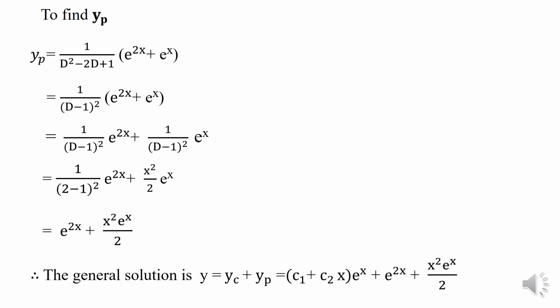So yp is equal to 1 by (2 minus 1) whole square e power 2x plus x square by 2 e power x, that is e power 2x, because (2 minus 1) whole square is 1 square, that is 1. So the first term is e power 2x and the second term is x square e power x by 2. Therefore the general solution is given by y equal to yc plus yp, that is (c1 plus c2x) e power x plus e power 2x plus x square e power x by 2.